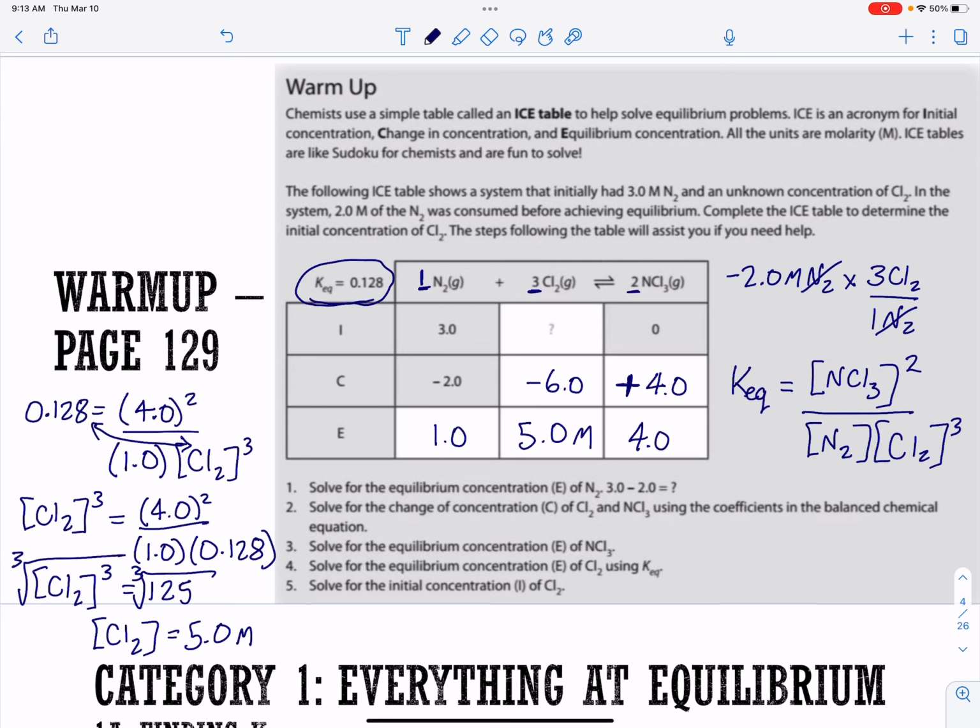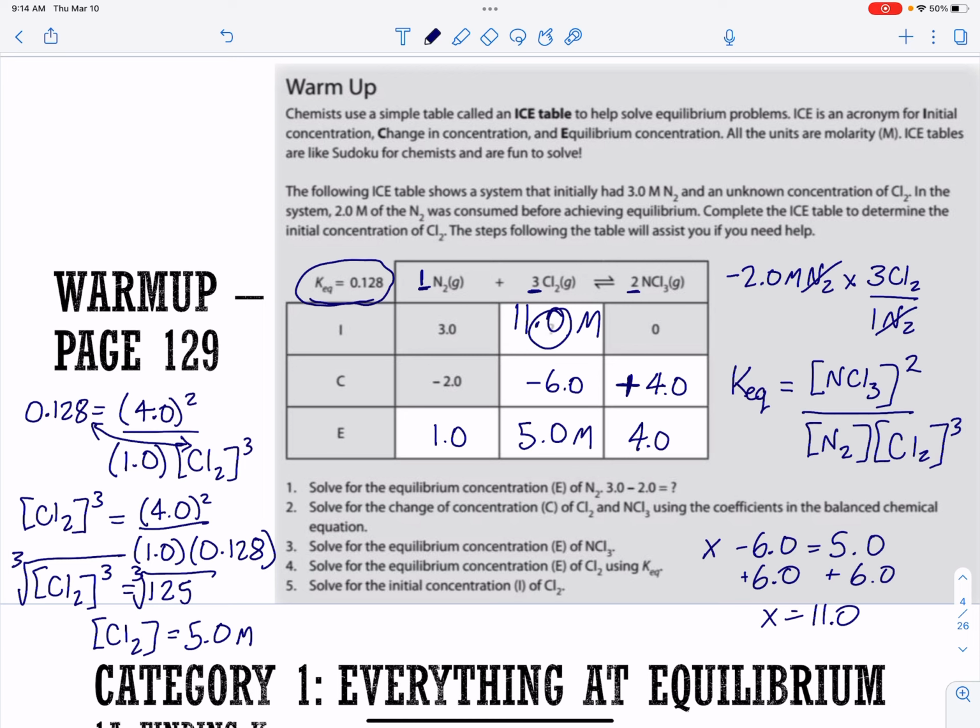Okay, last thing that we're going to do is it says solve for the initial concentration of Cl2. Well, you can see that my initial concentration of Cl2 here, something minus 6 gives me 5.0. I can turn that into an equation if you want. X minus 6 equals 5.0, but it's pretty obvious here that that's going to equal 11. X equals 11. So there's how we fill out that whole table.